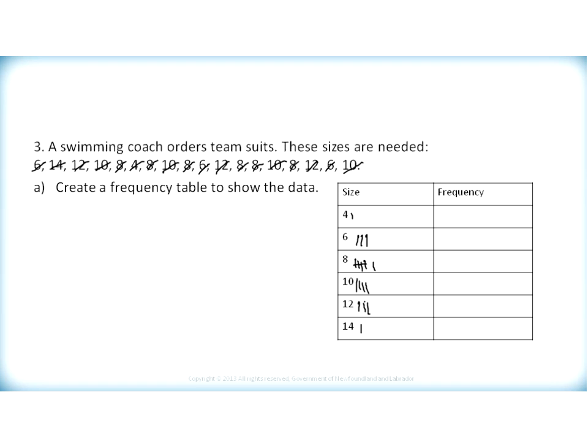So I've completed my tallies here. And that tells me my frequency table: I have 1 size 4, 3 size 6s, 6 size 8s, 4 size 10s, 3 size 12s, and 1 size 14. So that's my frequency table.